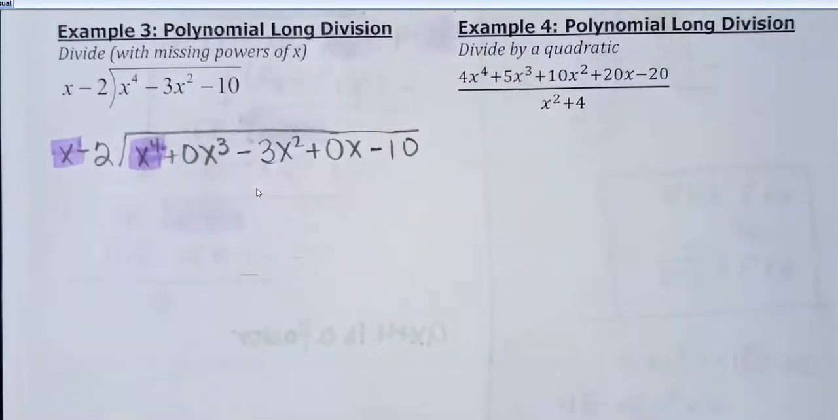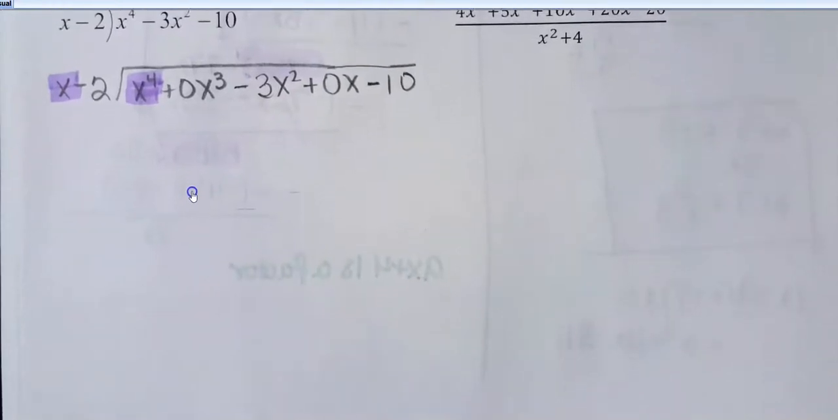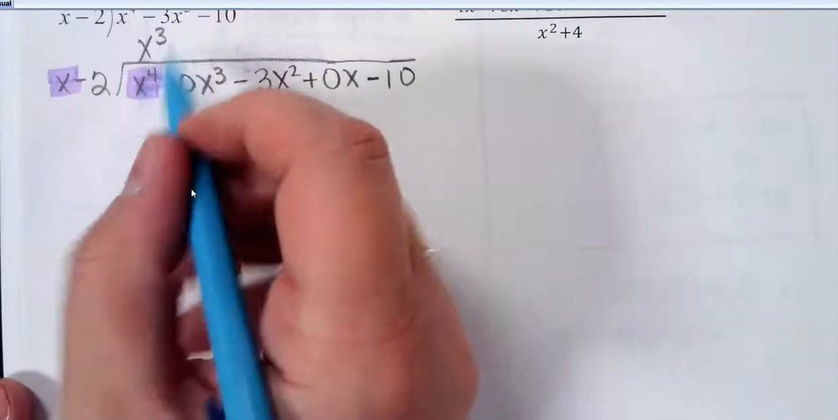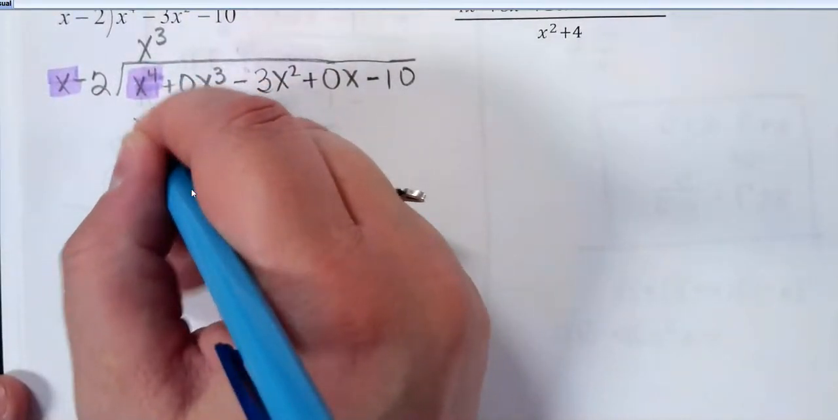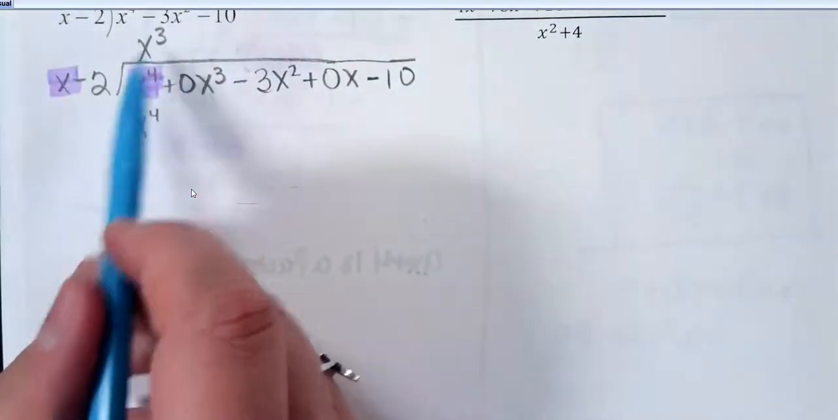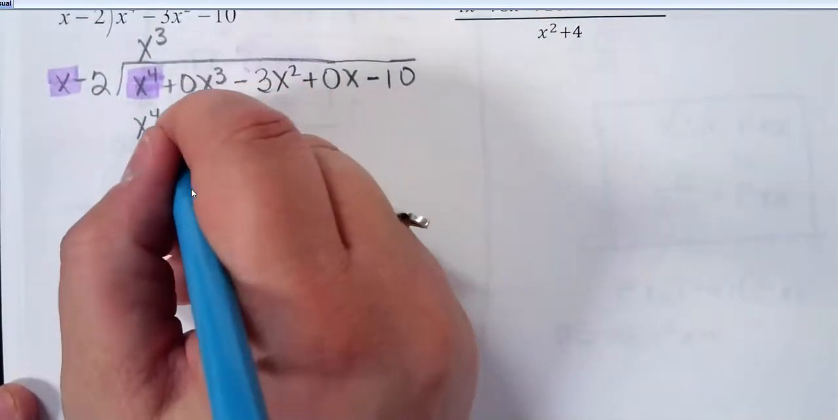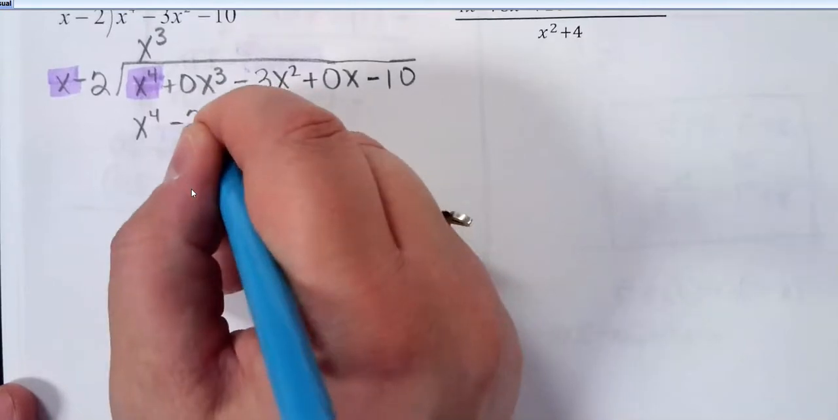Okay. What would you multiply x by to get x to the 4th? X to the 3rd, x cubed. Yes, I heard both. Both correct. X cubed times x is x to the 4th. Now this is going to make sense. X cubed times negative 2 is negative 2x cubed.